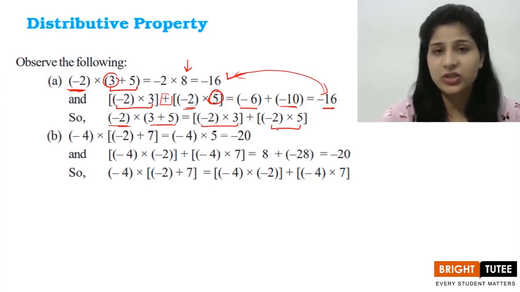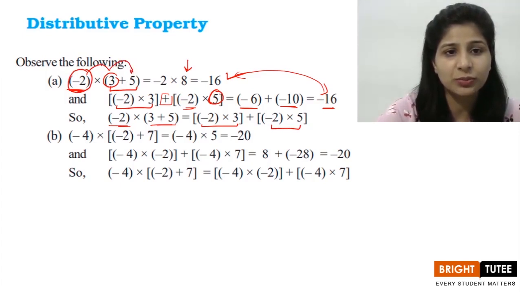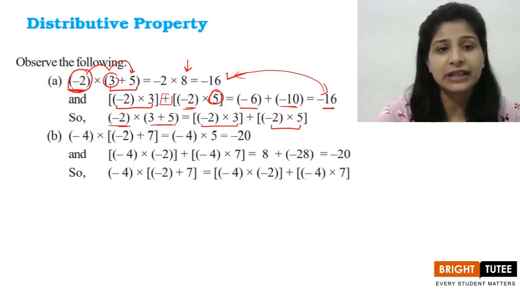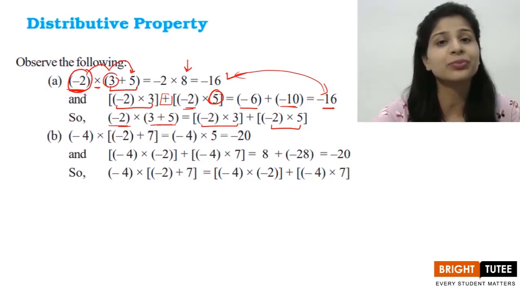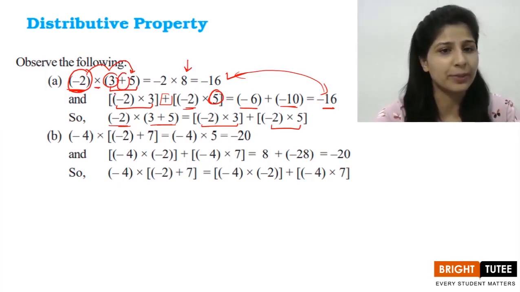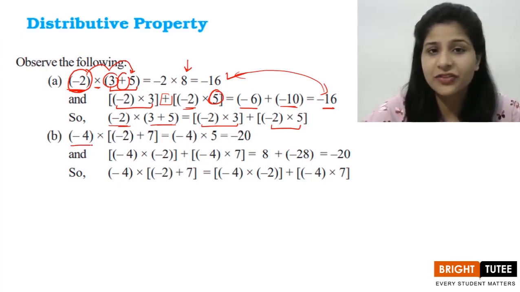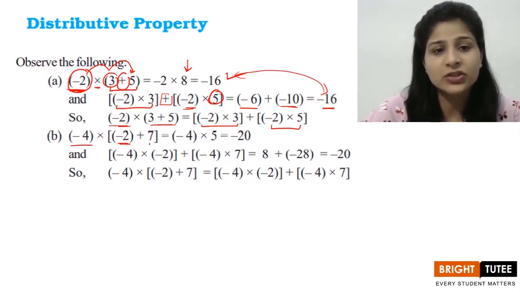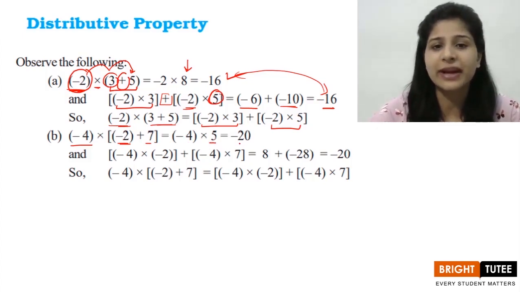So, what actually we have done, students? This minus 2 is distributed to both of them. And we are multiplying minus 2 with 3 and with 5 using this multiplication sign, and between both the products, we will place the sign which is between these two numbers. Similarly, if you observe the second example, minus 4 is written here, minus 2 plus 7. If you add minus 2 and 7, what is the answer? Plus 5. Multiplying 5 and minus 4 gives us minus 20.